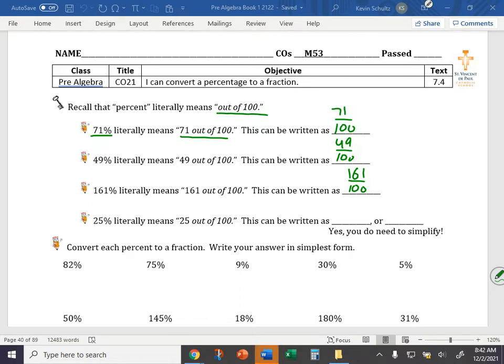Yeah. 161 is more than 100. Right. 161% is more than 100%. It's more than a whole, and so the fraction, it makes sense, it would be an improper fraction. Okay?